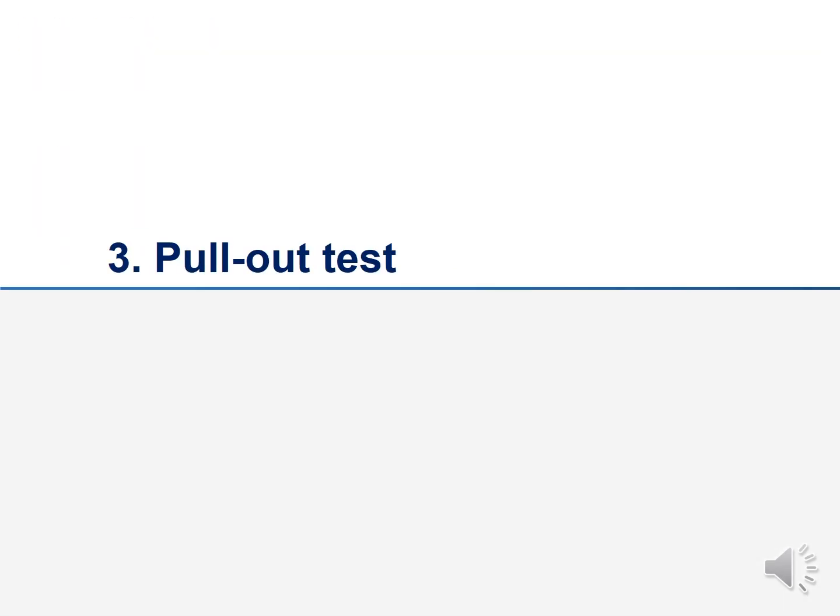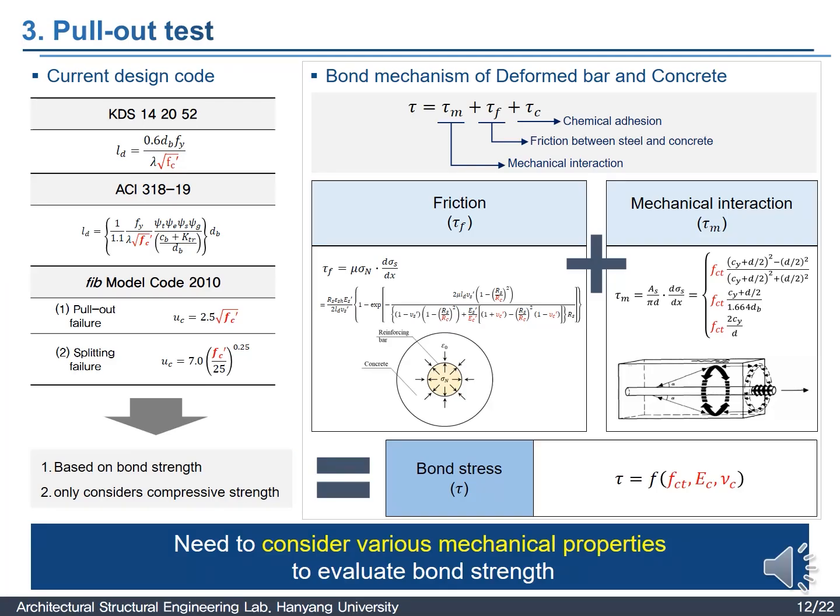Next is pull-out test. Current design codes such as KDS 14 20 50 and ACI 318 suggest the development lengths that rebars should be yielded. The anchored development length of rebar is based on the bond strength, and among the characteristics of concrete, the compressive strength is considered as the main variable.